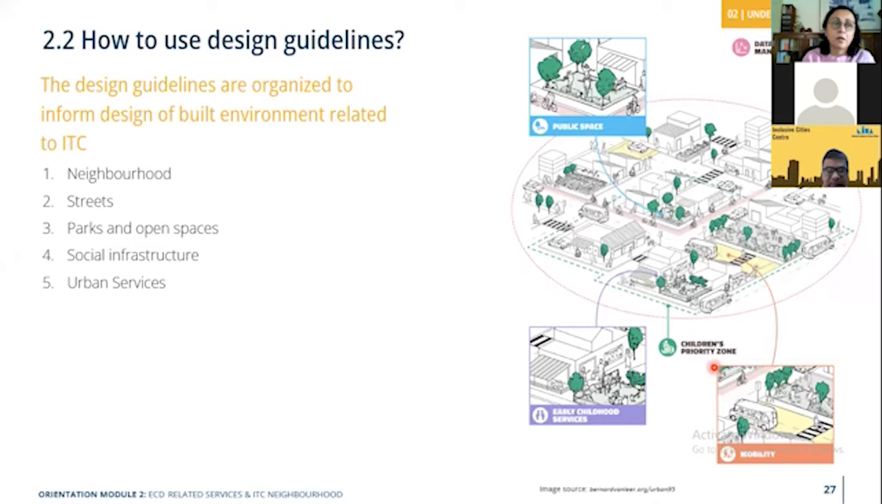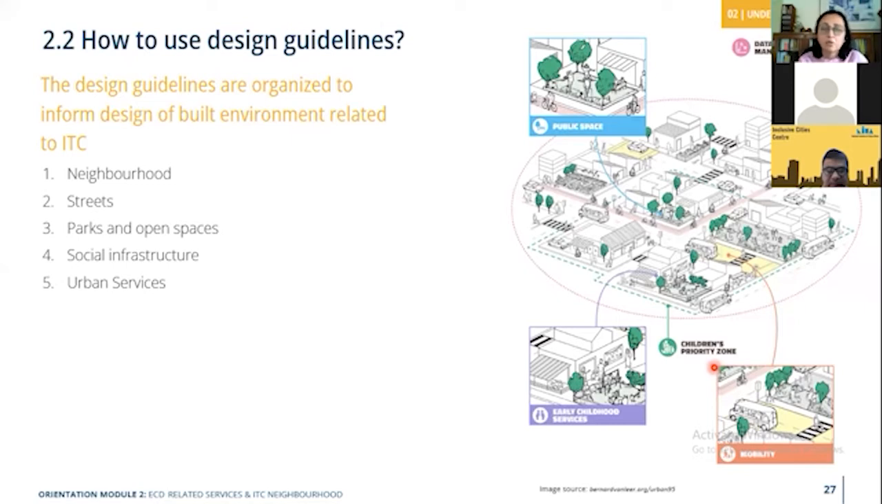Okay. Now, how do we use these guidelines? So all these sets of information is organized to inform the environment. And what are these components of the environments? There is a neighborhood, streets, parks and open spaces, social infrastructure, and urban services. Now, in the orientation course, we are only going to have a brief introduction about guidelines for neighborhood, streets, and parks. And we will take deeper understanding of the social infrastructure and urban services and also more on these first three components in the next courses.